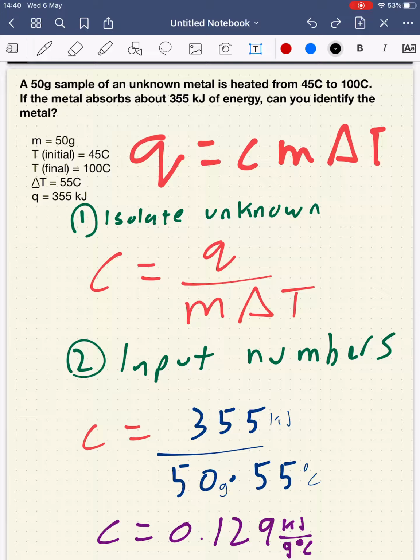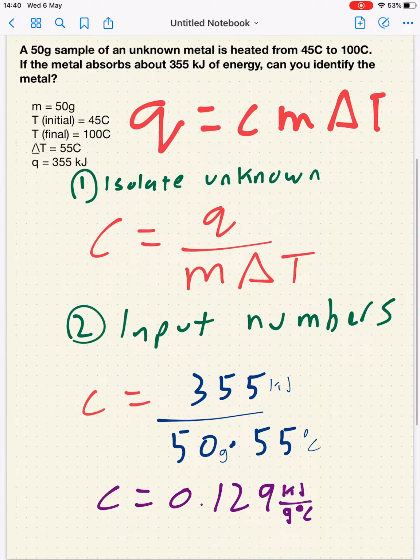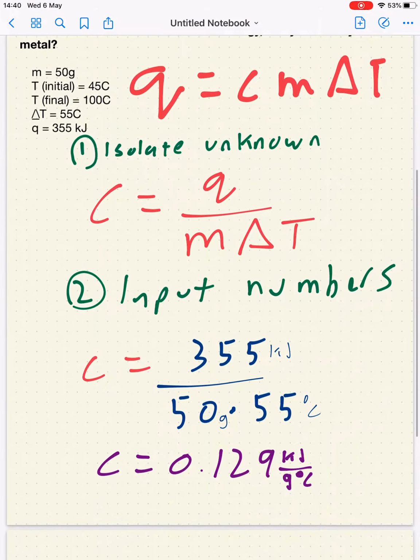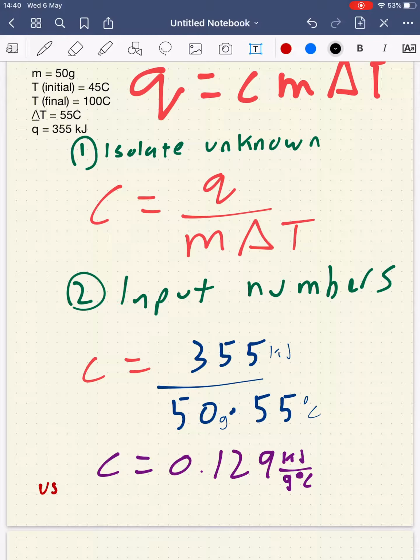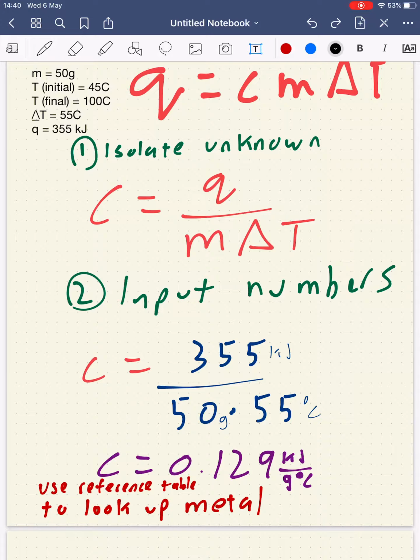Okay, so from here, you're going to use a reference table. You can find one in your book or on the presentation to look up that metal. Look up specific heats, and find the specific heat of a metal that's about 0.129 kilojoules divided by grams degrees Celsius. That's a mouthful. And that's the answer to your unknown then. Okay, good.